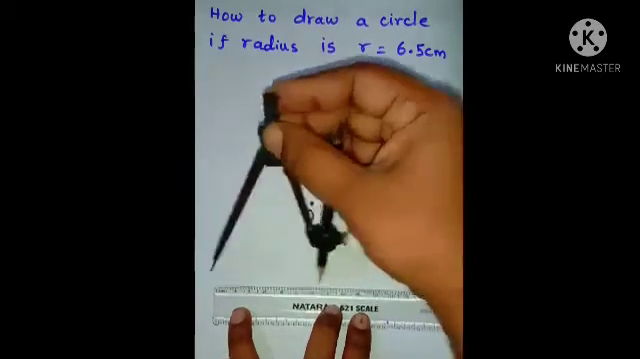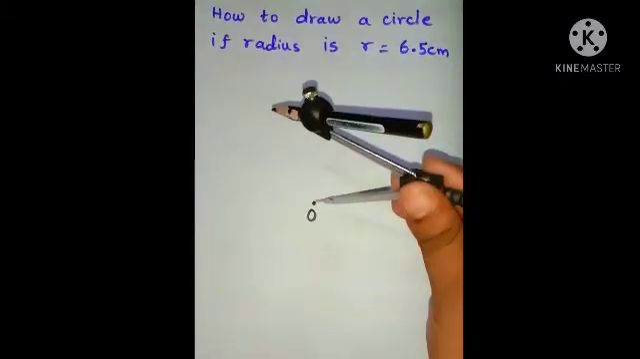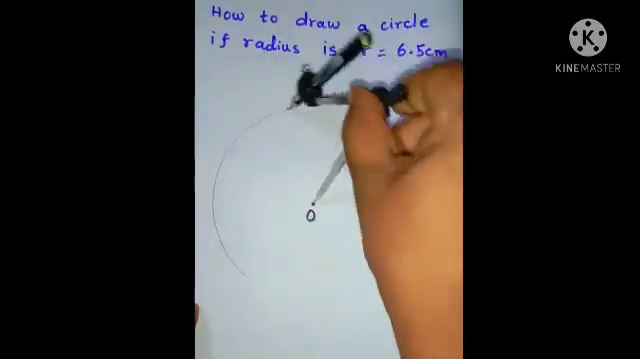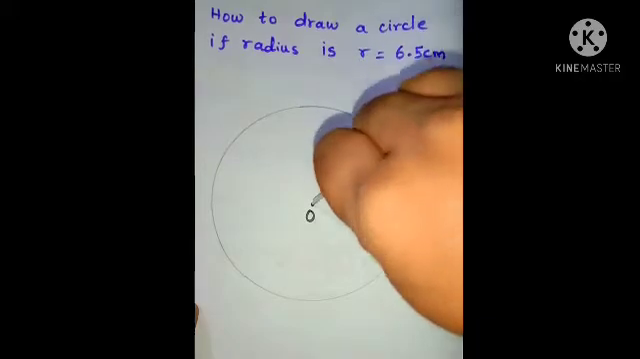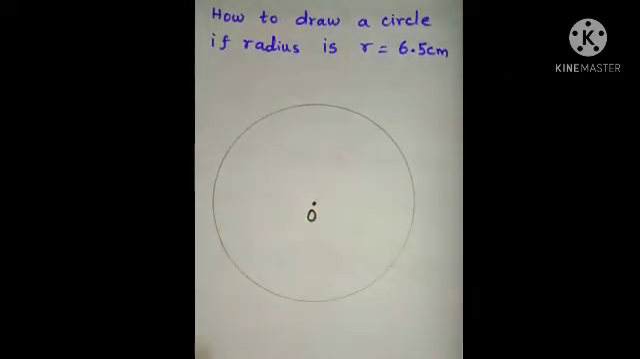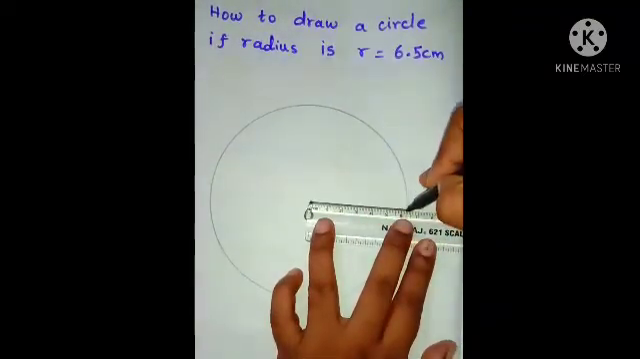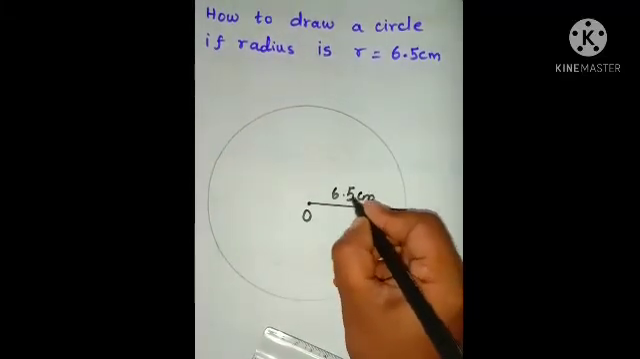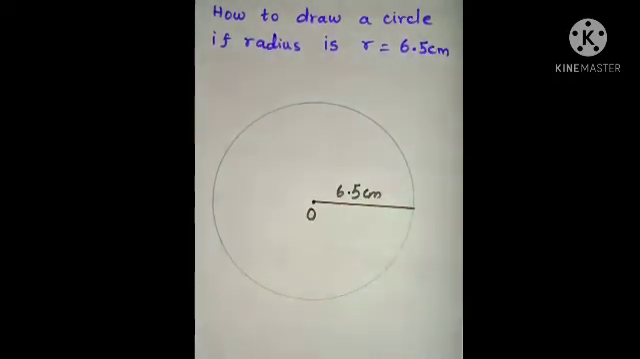And then don't change the length. Keep the compass pointer on O and draw a circle. And here radius is 6.5 centimeter, which is the circle of radius 6.5 centimeter.